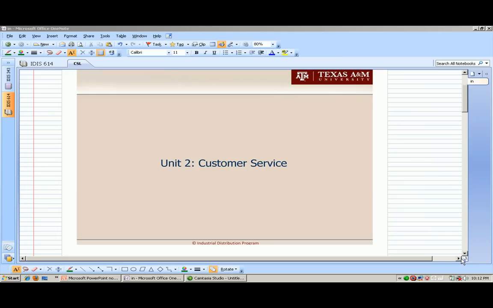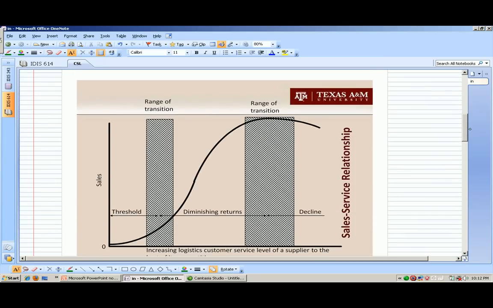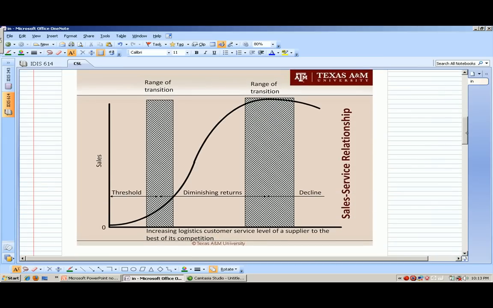And today we are going to cover the relationship between customer service level and sales. Okay. This figure basically presents this relationship, and you may find some other examples which do not fit this graph, where we have a decline. Okay. There are three different regions in this graph.